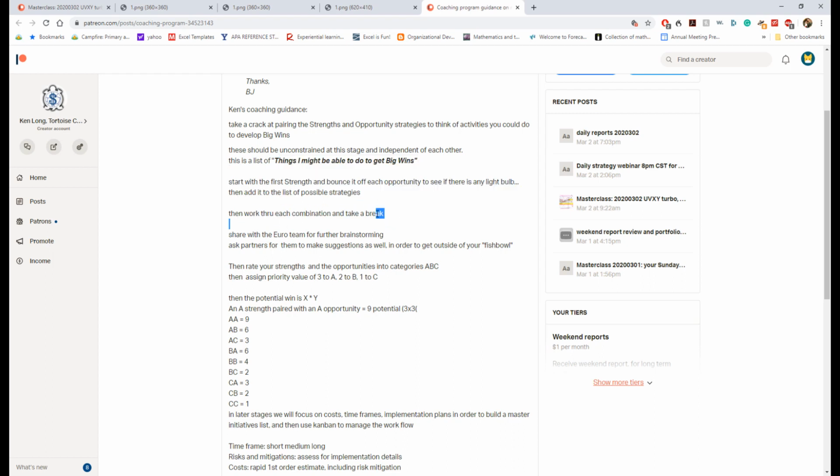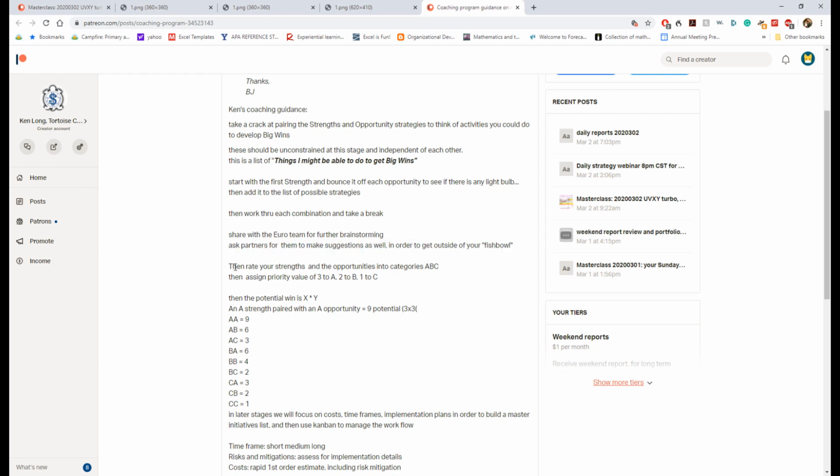And then share with your learning partners in the coaching group to see if there's things that they see that he doesn't see. That's why I shared that with you guys as well. And then by asking them for help, you can get out of your own fishbowl of your own perspective.